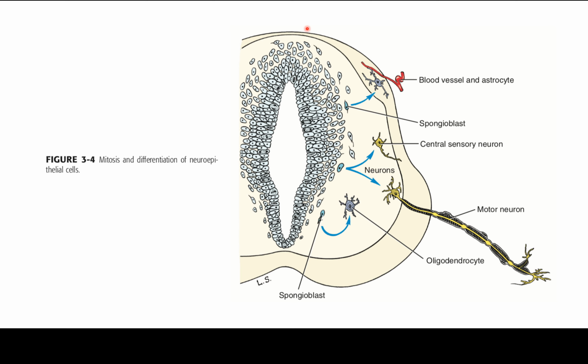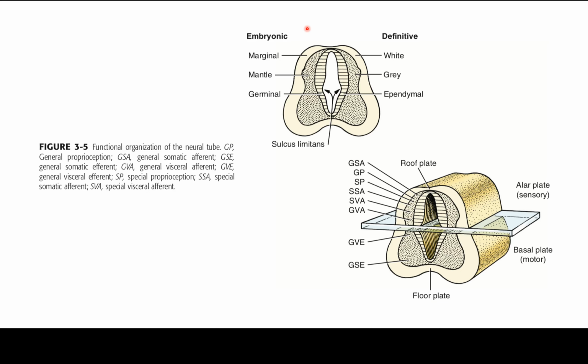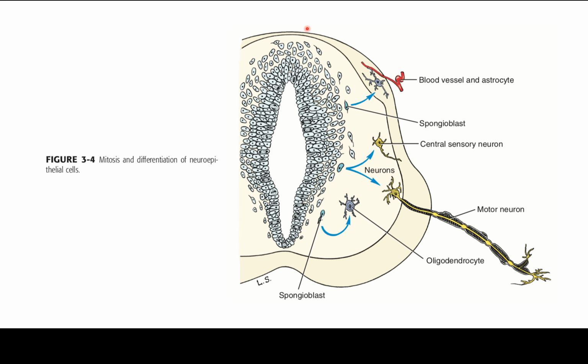Because the nucleus is at the external surface during interphase, differentiation occurs at the external surface of the neural tube. Thus, in a short time, a new layer of differentiating cells appears on the external surface of the actively dividing layer. The mitotic layer of cells is the germinal layer. The cells undergoing differentiation form the mantle layer. Figure 3-4. The cells that are differentiated are of two types.